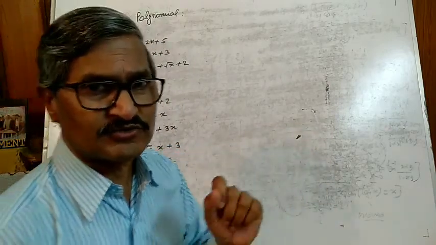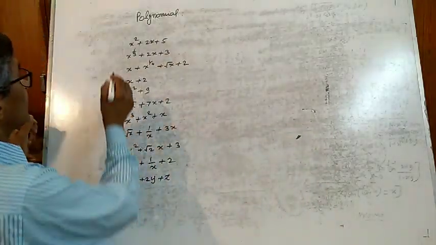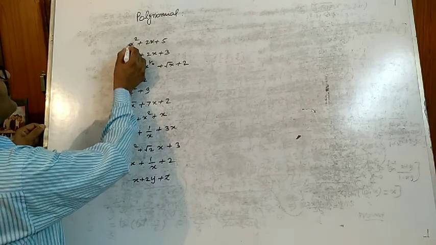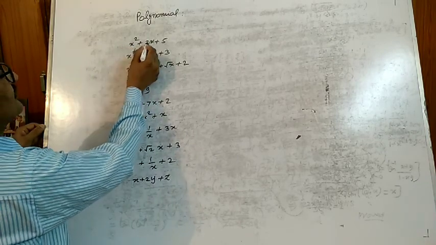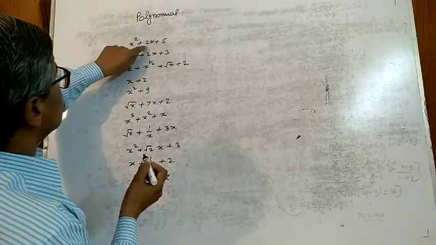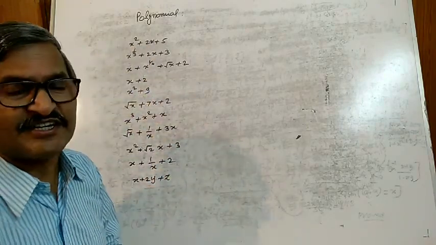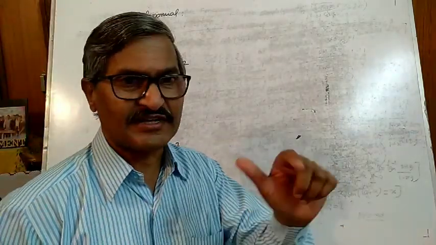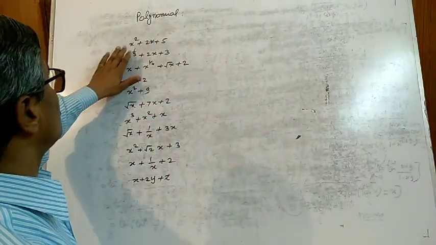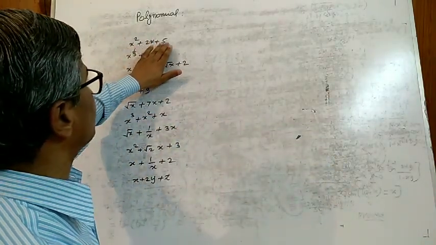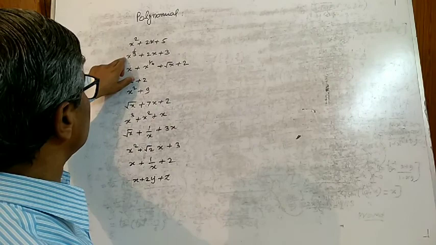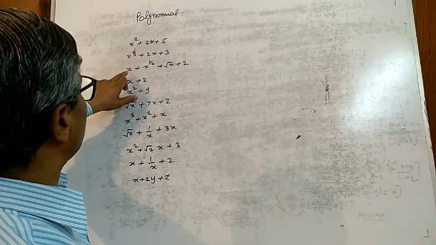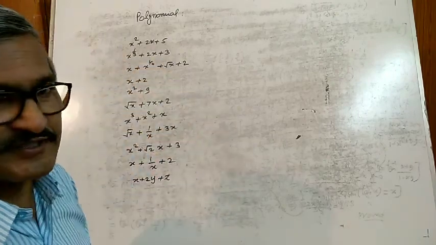Here one thing you should know that the number which is in front of the variable, these numbers are known as coefficient of the variable. Here coefficient of that term, particular term. These are the terms: first term, second term, third term. So numbers in front of the variable is known as coefficient.